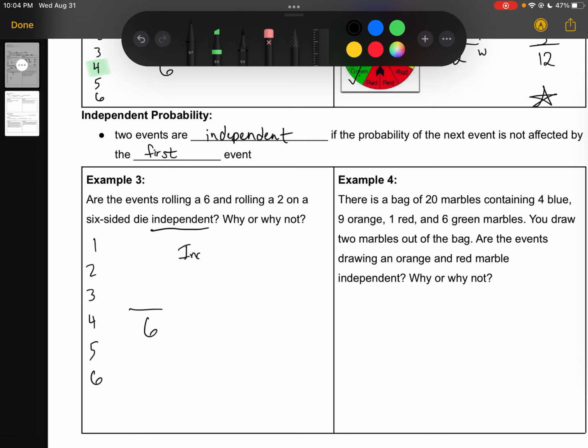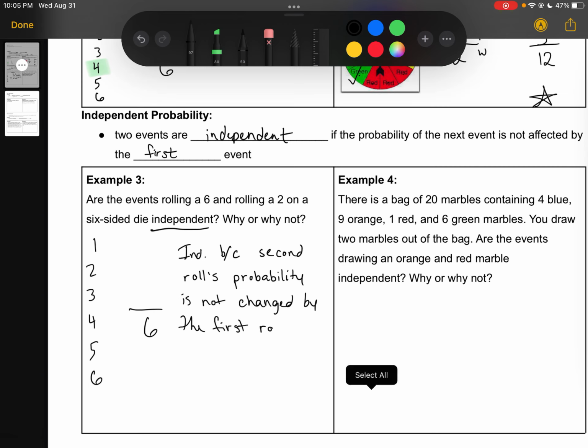So independent because the second roll probability is not changed by the first roll. An explanation like that would be sufficient to prove in words that an event is independent.